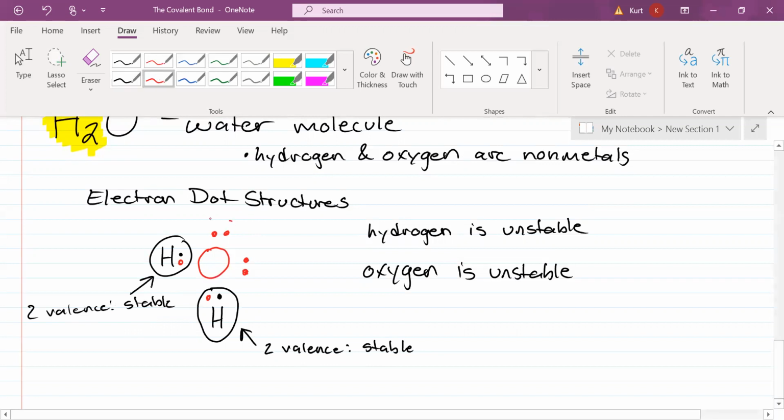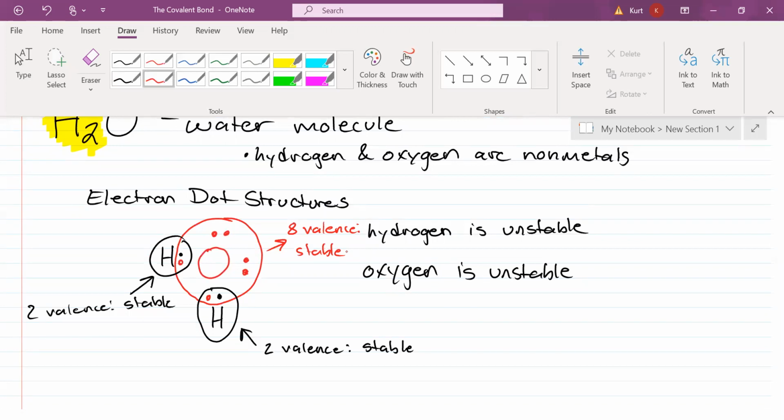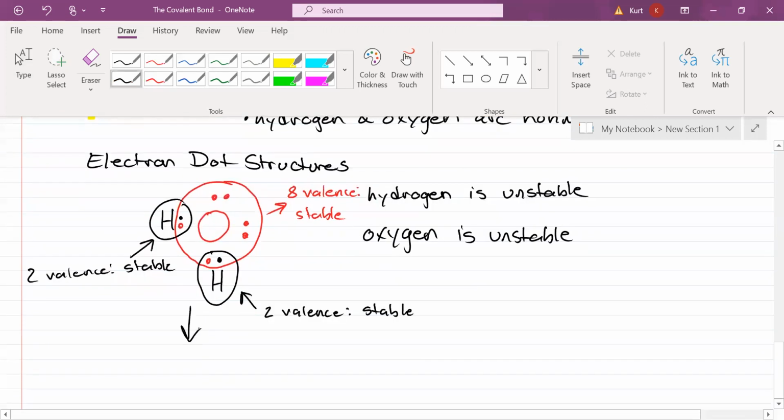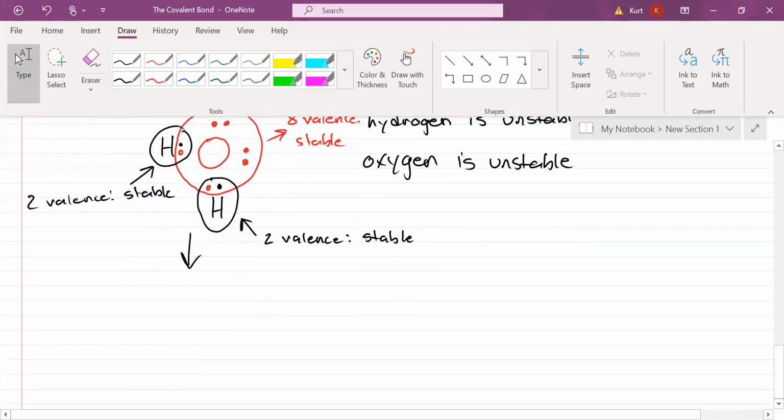And then we have oxygen. How many valence does it have? It has 8 valence. It is stable. So at a ratio of 2 hydrogens to 1 oxygen, these 3 atoms have stabilized each other. And they now all have a complete valence shell. So I like to call this drawing that you're looking at right now my rough draft of my final molecule. Now let's do our final draft.